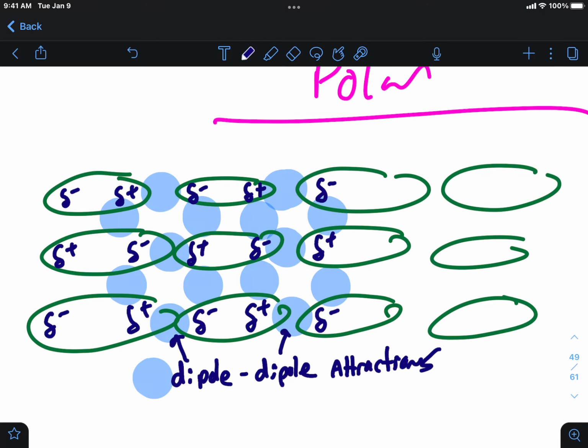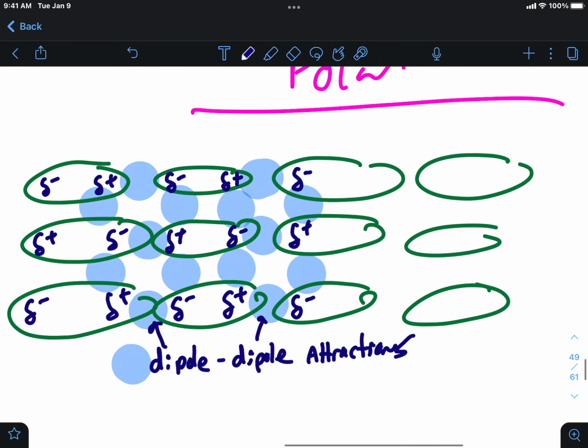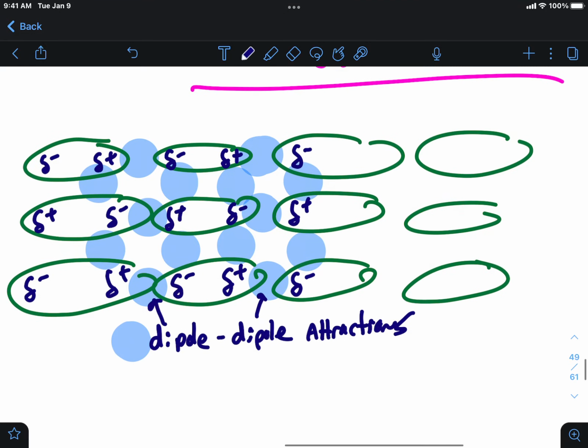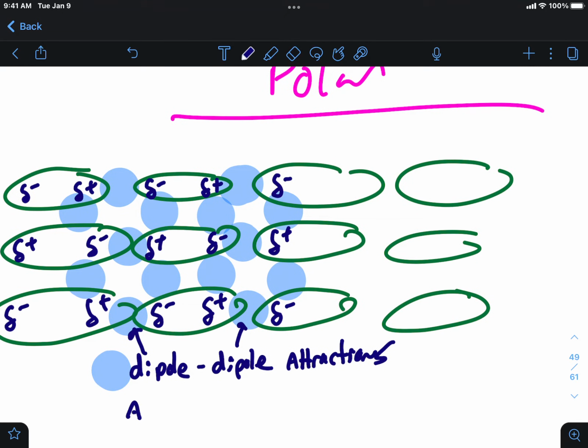Now, in a polar substance, not only does it have dipole-dipole, but because it is a molecule with electrons, these also have dispersion forces. And that's important to remember, okay? So when you have polar molecules, not only are they held together by dipole-dipole, but they are also held together by dispersion forces. So it's like two attractive forces operating at the same time.